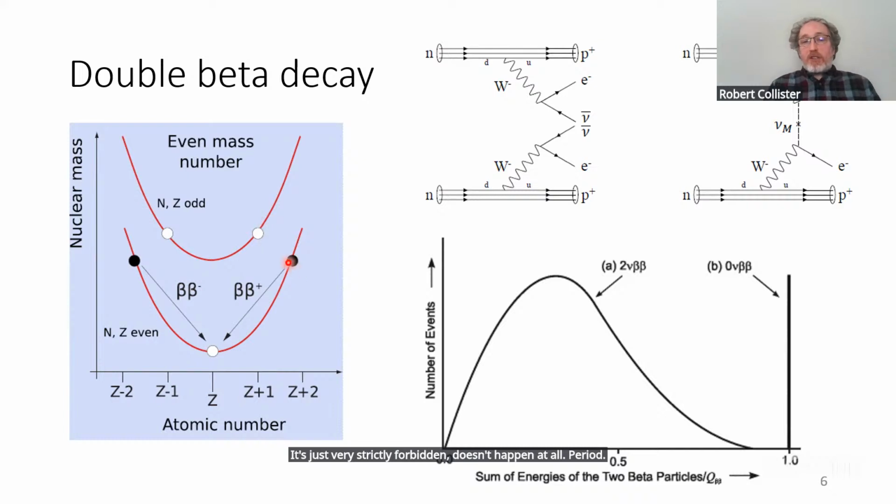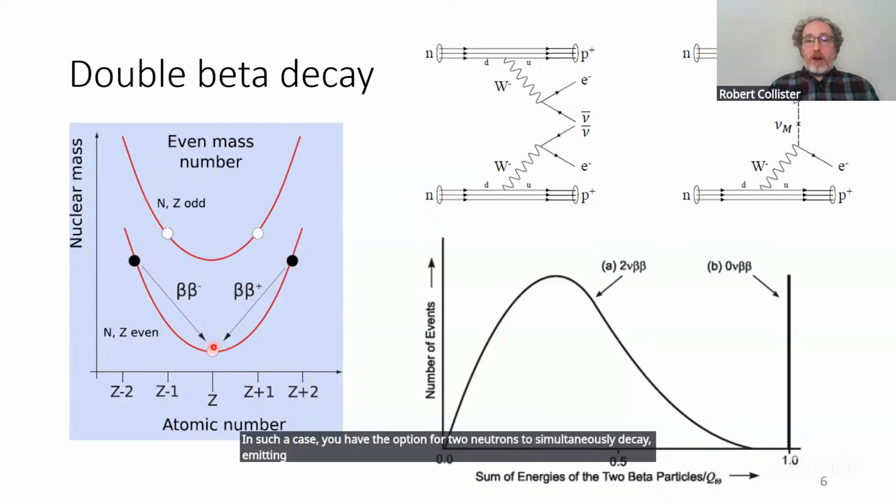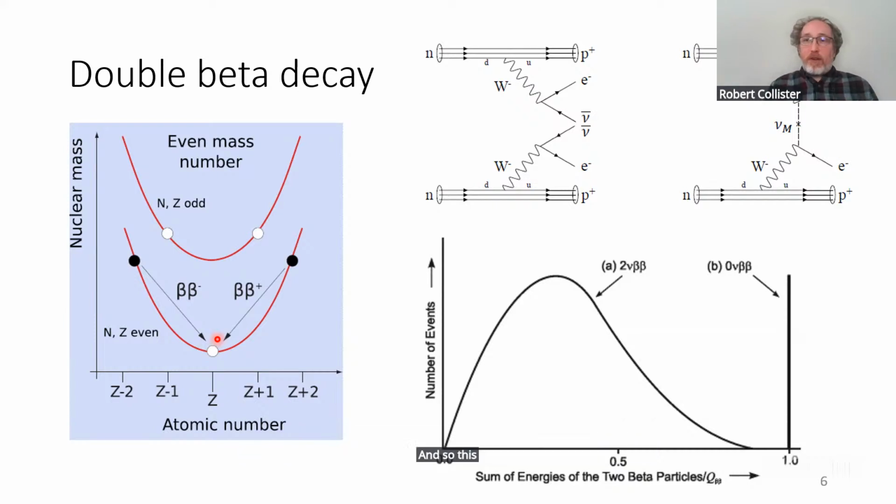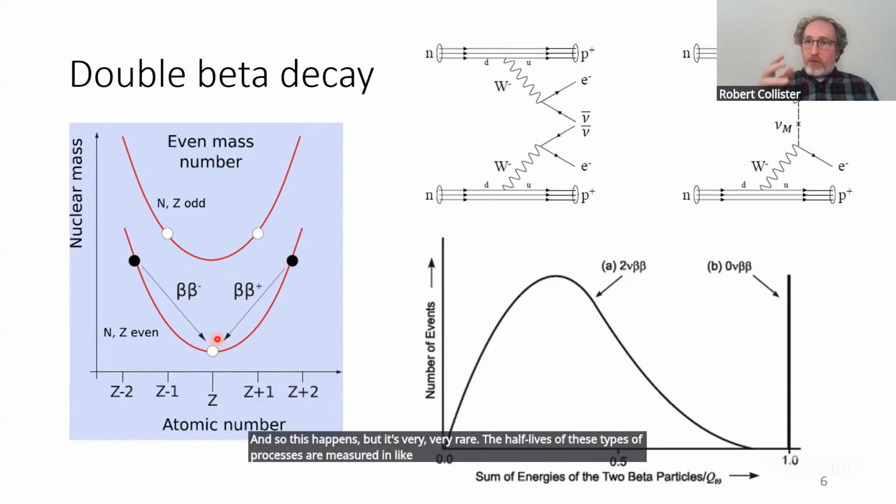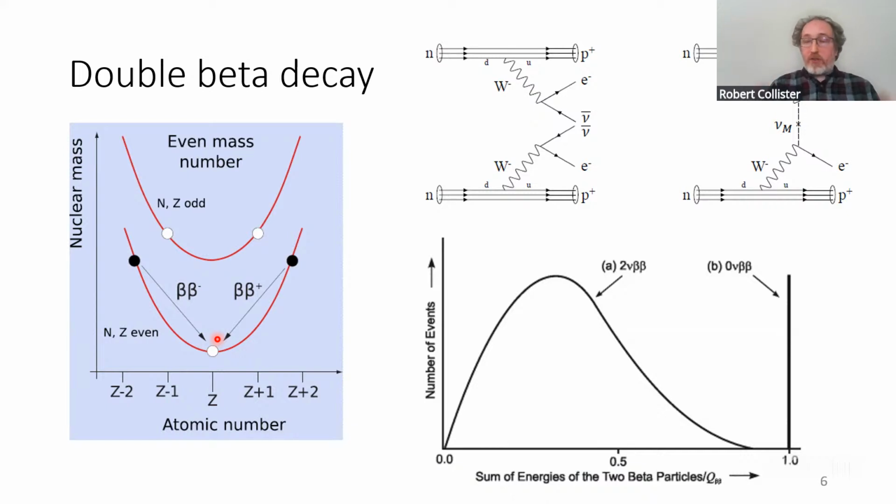In such a case, you have the option for 2 neutrons to simultaneously decay, emitting 2 beta particles, and then jumping 2 atomic numbers down in Z. And so this happens, but it's very, very rare. The half-lives of these types of processes are measured in like 10 to the 24-ish years. So they're very rare decays, and you need large experiments to be able to search for them.